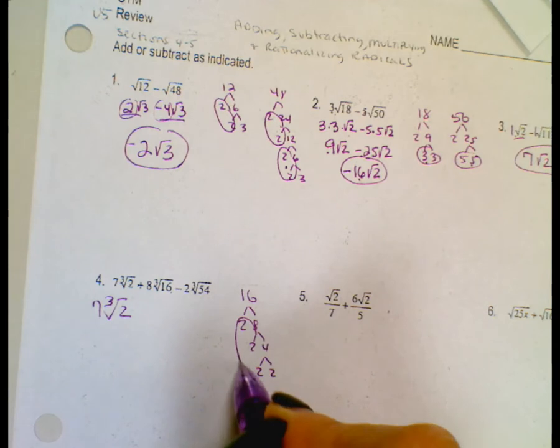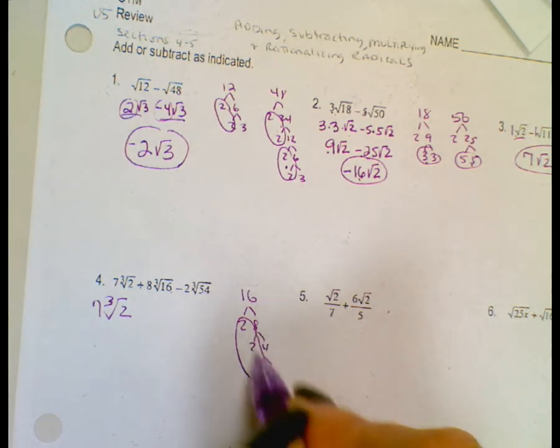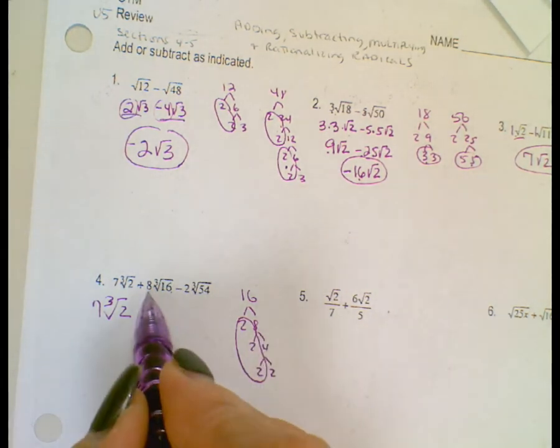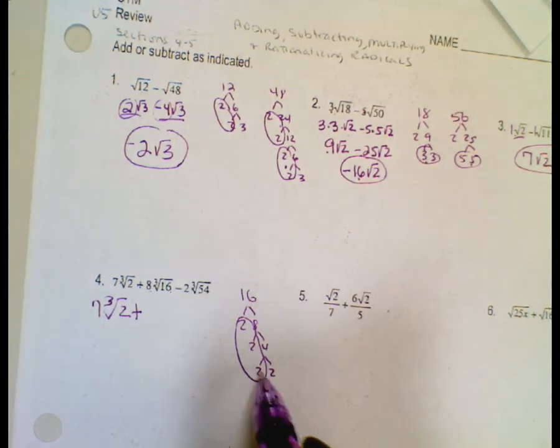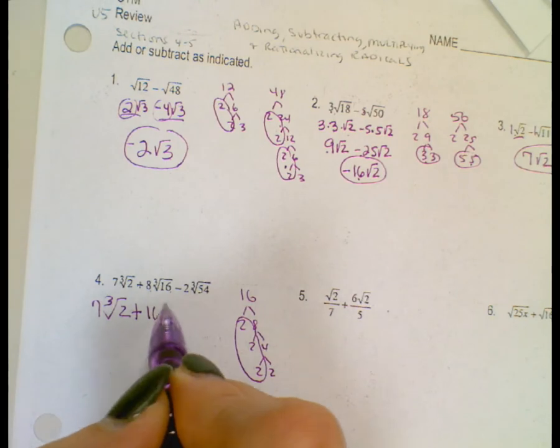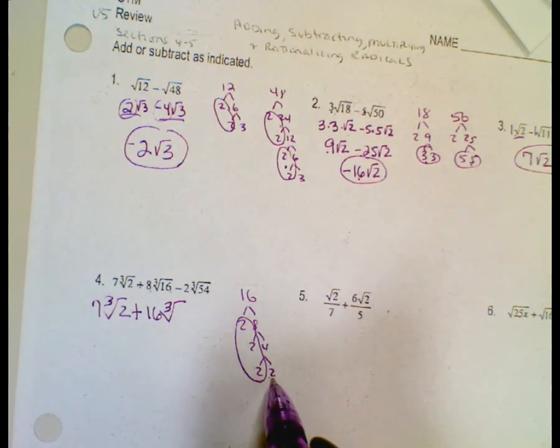So you'll notice you have 4 2's. So I'm going to circle 3 of them. This 2 is going to come out, but you've already got an 8 out here. So that's 8 times 2, which is 16. Cube root of this 2 right here, that's by itself.